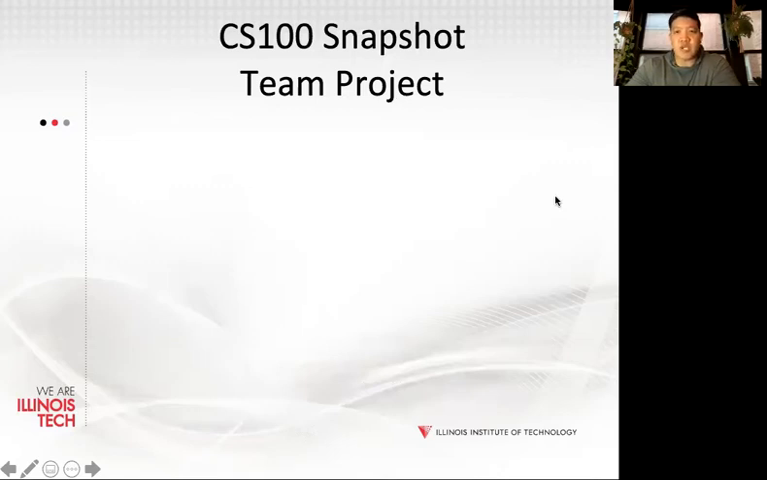So the team project in CS100 is on top of, and Matt already said that everything else is also a team assignment, but the team project spans the entire semester.